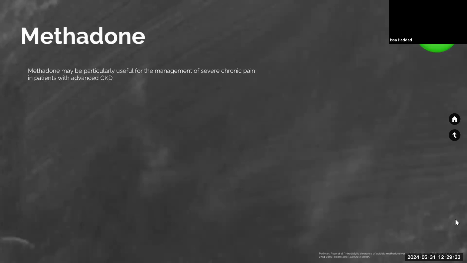Now going to the green light, which are medications that are usually restricted in the United States, and most of them are used, like methadone and buprenorphine. Those are more used in opioid use disorder. However, the studies that looked at methadone say that it can be particularly useful for the management of severe chronic pain in patients with advanced CKD.